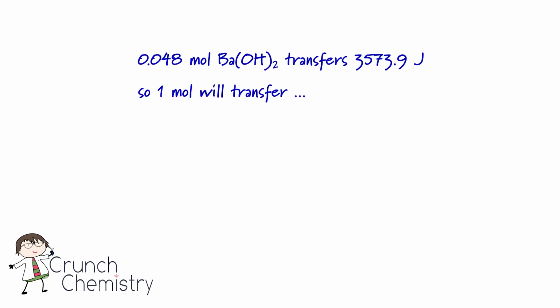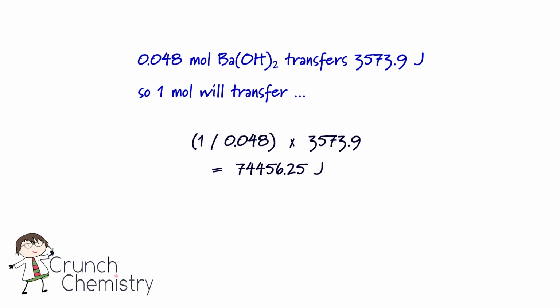So what do we know? Well, we know that 0.048 moles of barium hydroxide transfers 3573.9 joules of heat to our solution. If we want our answer in kilojoules per mole, all we need to do is scale up for 1 mole. So the calculation is 1 divided by 0.048, that's the scaling up, multiplied by the number of joules. And we get 74456.25. Note that I'm not rounding until I get to the very end. But once again, our question asked for our answer in kilojoules per mole, so I need to divide that number by 1,000.